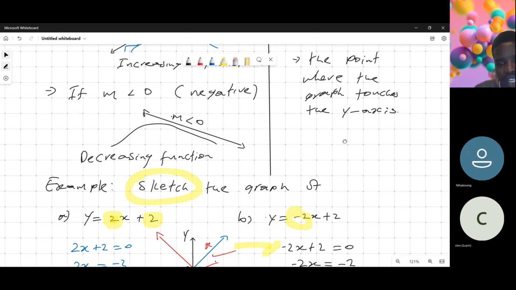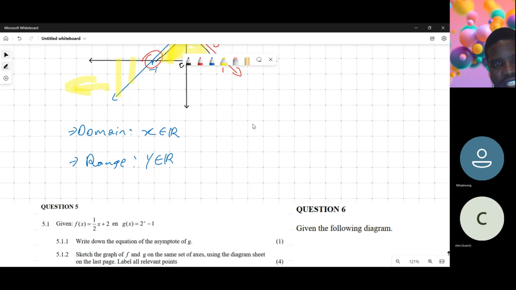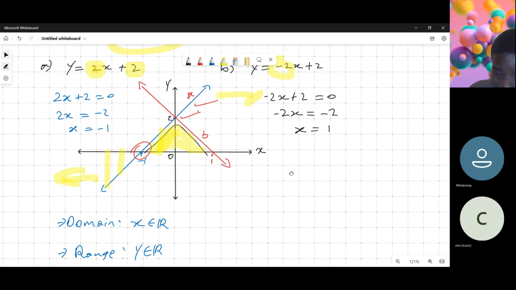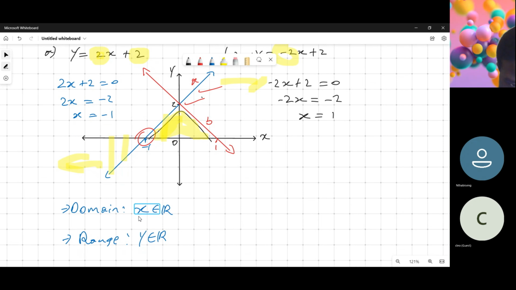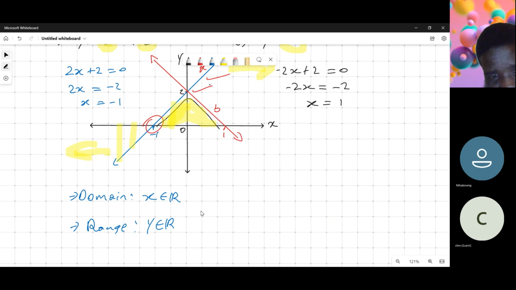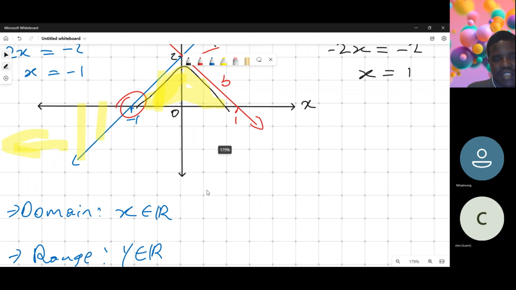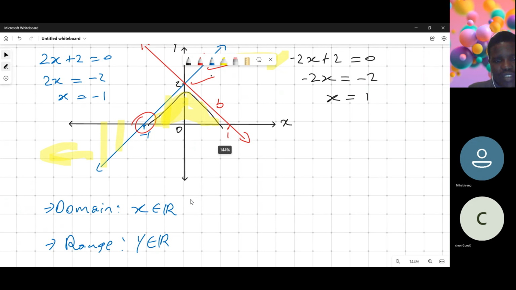If we ask you the domain and range of a straight line graph, this is what we are expecting, which is a very rare question since you are doing pure maths. In technical maths we will ask, but in pure maths it's very rare to ask the domain and range of a straight line graph, because we believe it's very obvious.